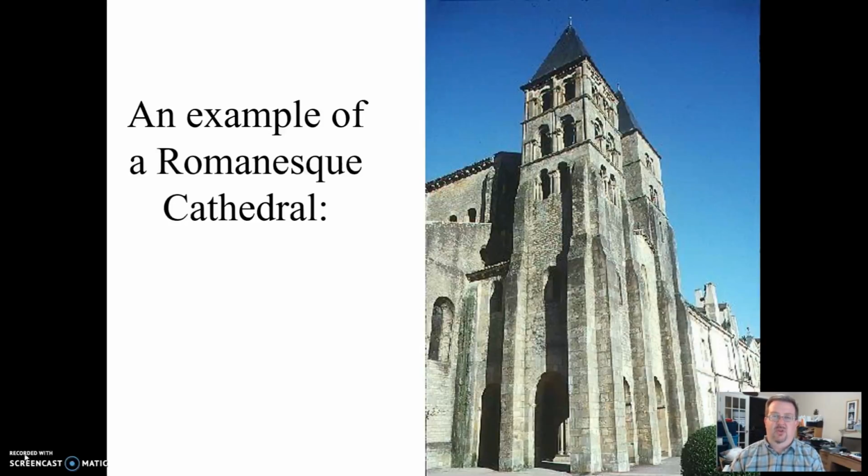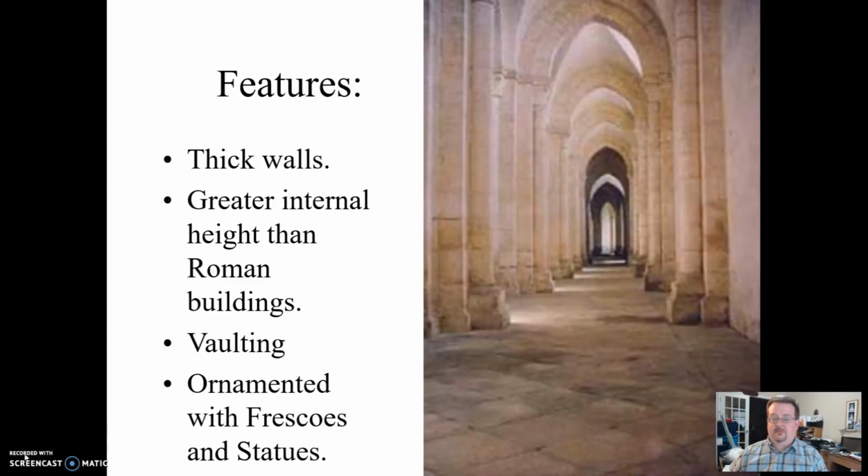And that's because the reality of the era was that it was dangerous. There were raids by Vikings and Muslims and your neighbors, wherever you were. So you needed a place to hide. And churches were essentially a community bomb shelter. Compared to Roman buildings, they had very thick walls. And these thick walls were massively strong. And this allowed the buildings to be taller than Roman buildings generally were.